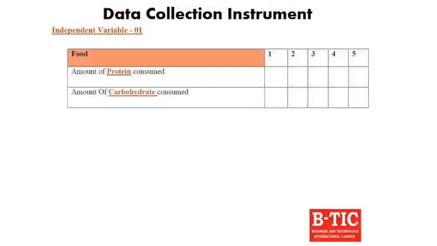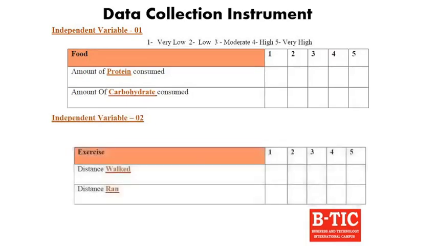Now here it is, the data collection instrument, the questionnaire. First independent variable is the food, so amount of protein consumed, that is the first question. Amount of carbohydrate consumed, that is the second question for that. And this is measured in terms of Likert scale: very low, low, moderate, high and very high. So they can mark one of those answers. The second independent variable is exercise, so distance walked is the first question. Distance ran is the second question, and the measure is 500 to 1000 meters, 1001 to 1500 meters and so on. So they can pick one of those options.